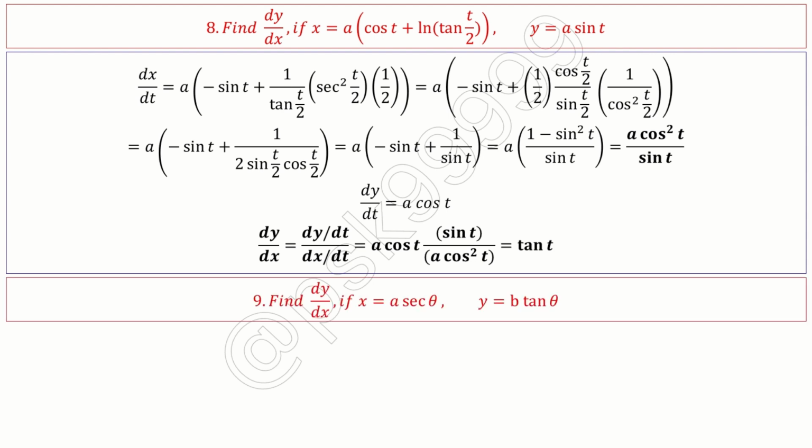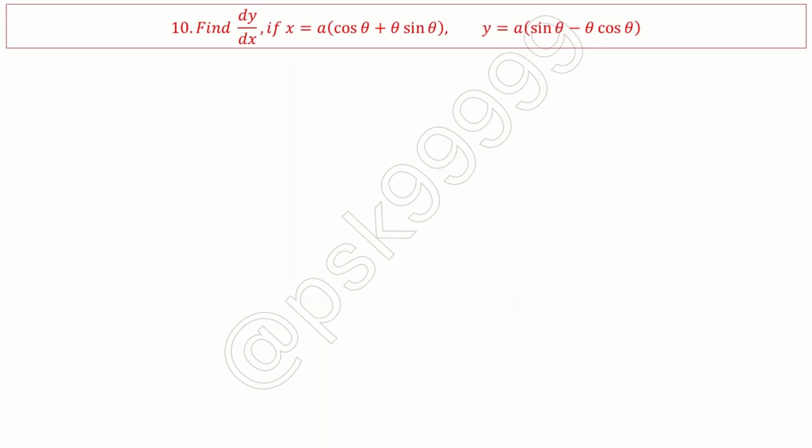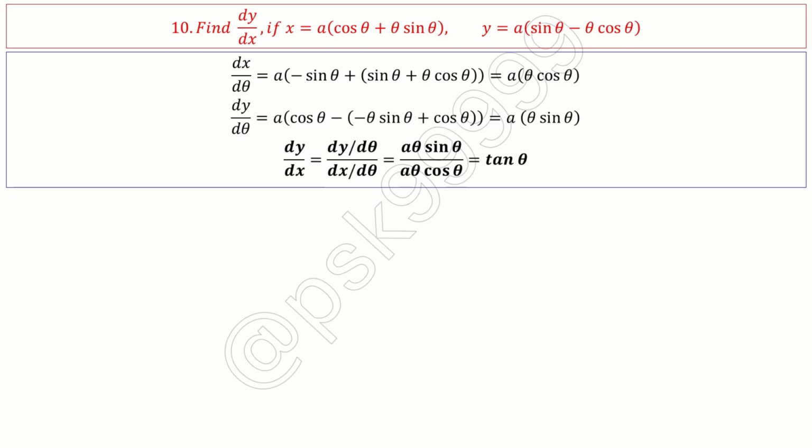Next. Yeah, this is a straightforward question. You can do it yourself. Okay, only thing is simplification is important. You will get finally b by a cosecant theta. Okay, so simplification is important. Yeah, this is again similar to the previous one we saw. Okay, you can do it yourself. dx by d theta, dy by d theta you take and divide both of them, you will get tan theta. Okay, next.